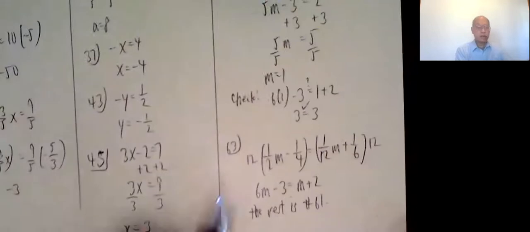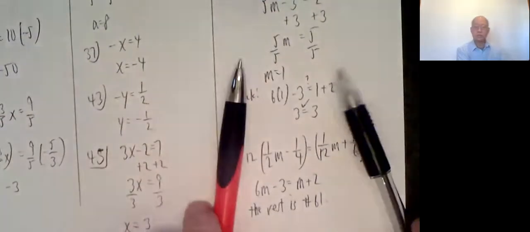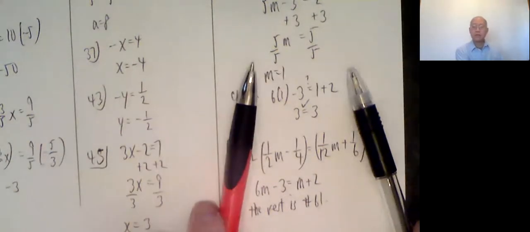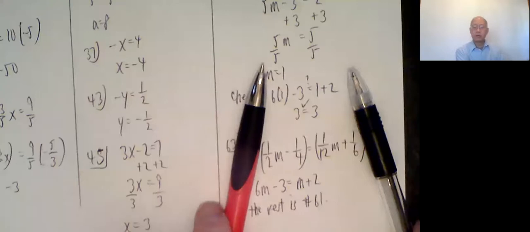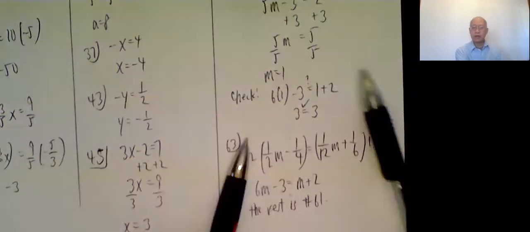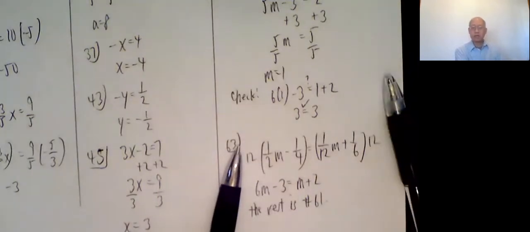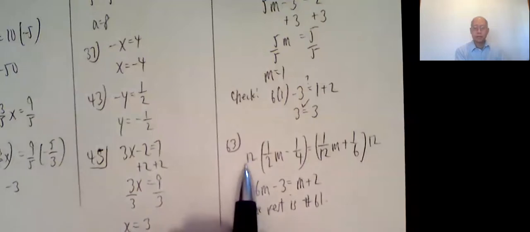Okay, then 63 starts off like this. 1/2 m minus 1/4 equals 1/12 m plus 1/6. Again, we don't like that. Get rid of the fractions. Multiply both sides by the common denominator of 2, 4, 12, and 6. That would be 12. Multiply both sides by 12, and then distribute.